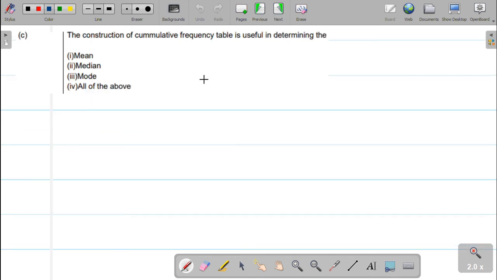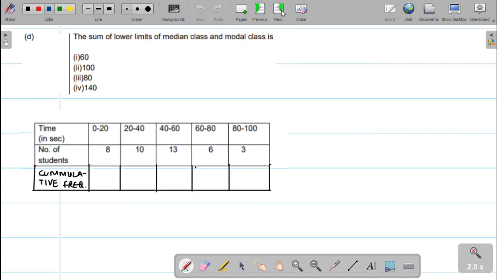The next one, construction of cumulative frequency table is useful in determining the median. We know that cumulative frequency table you construct it to find out the middle values in a group data. So we find out median with that. Next one, the sum of the lower limit of median class and the model class is. So we already know, we have discussed that this one is the model class.